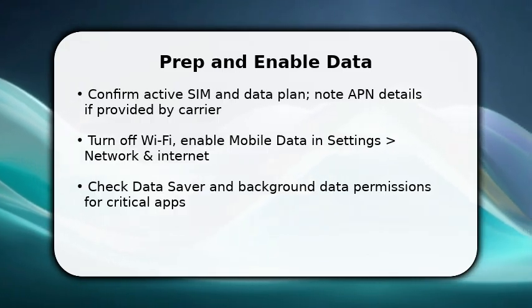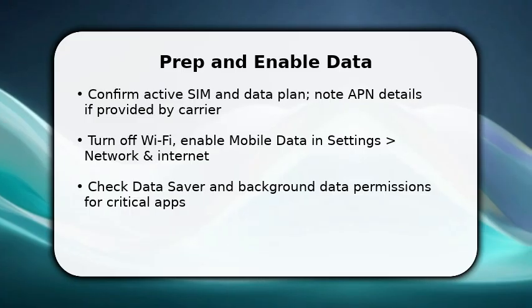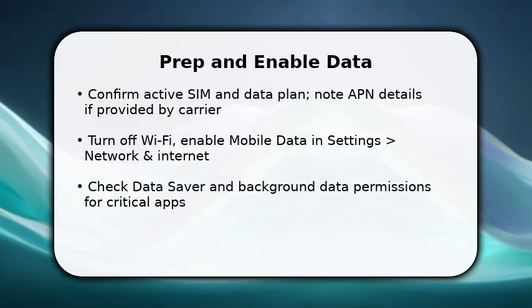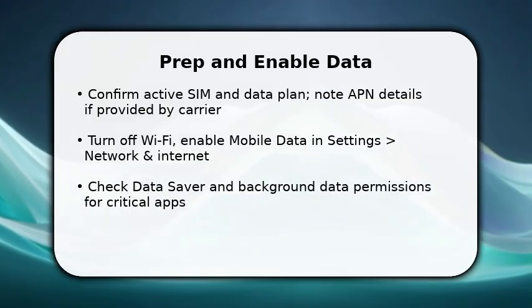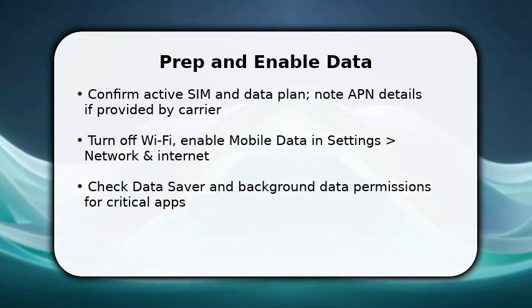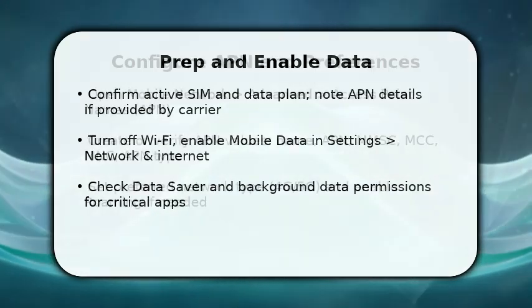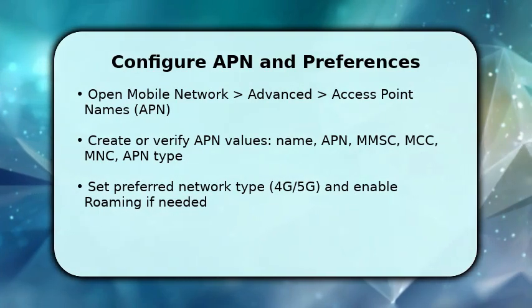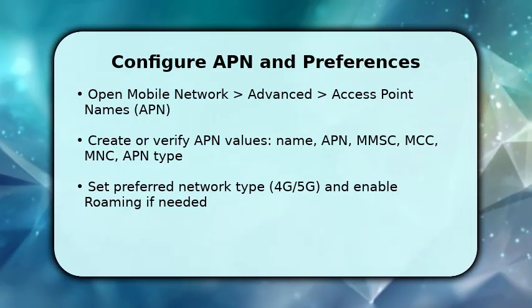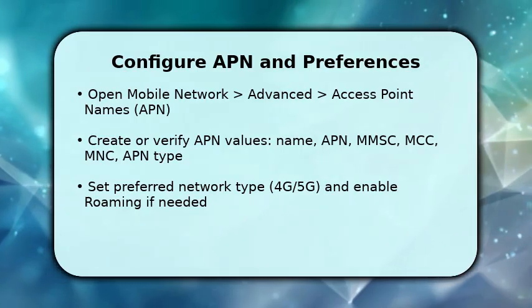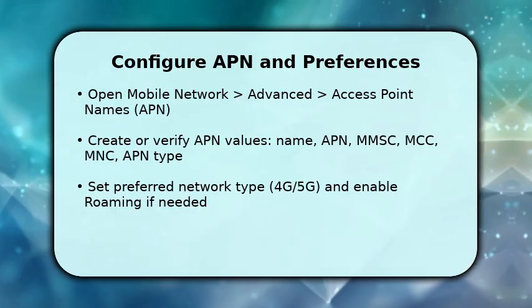Also glance at Data Saver and App Background Data Permissions now, because those settings commonly block network access, even when mobile data is enabled. If mobile data still fails, you must configure APN settings correctly. These tell your phone how to reach the carrier network. You'll find APN under Mobile Network, Advanced.